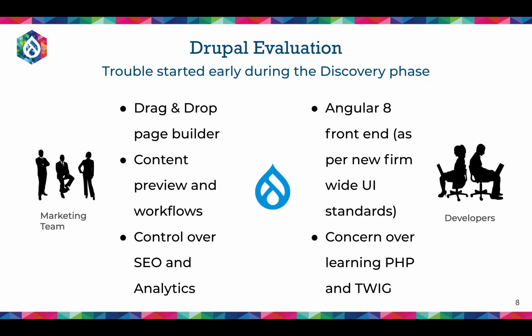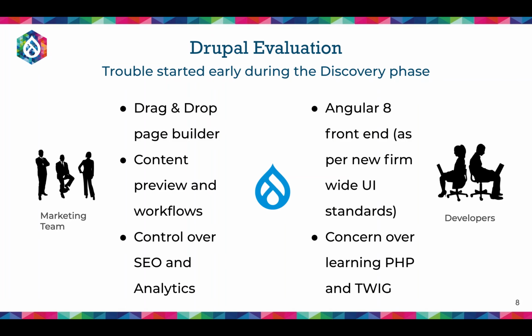Very early on during the discovery phase, when we were taking a deeper look at Drupal along with the client, these were the top priorities that came out of it, right? So as you can see on the left, the marketing team was looking for functionality such as a drag and drop page builder. They wanted the ability to preview unpublished content and support their editorial workflow. They also wanted control over SEO and analytics, right?